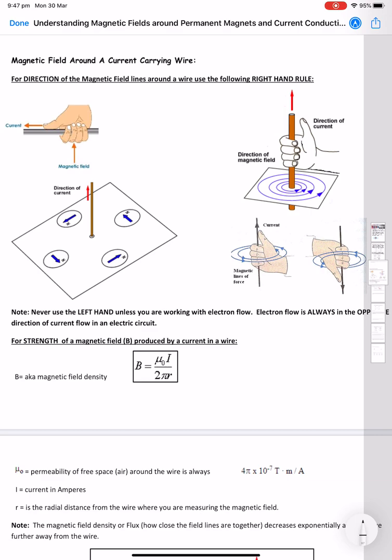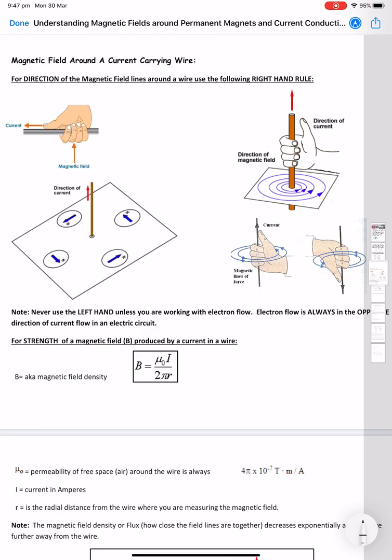And in your data booklet, it just says magnetic field strength, which is very nondescript. And it's really important that you understand that this equation only works when you've got a current, a single wire, and you're looking at the magnetic field strength around that wire. Now, B, the capital B, is representing your magnetic field strength.